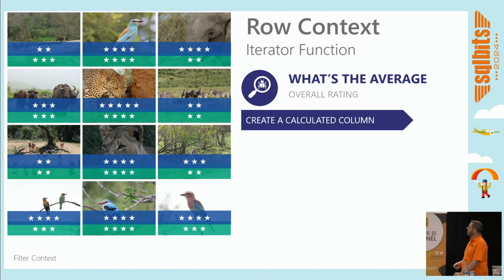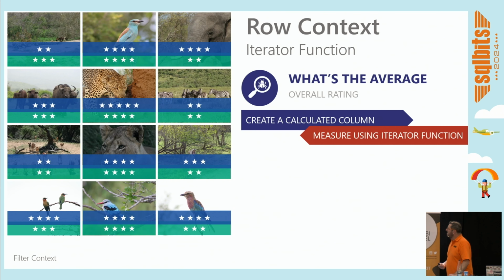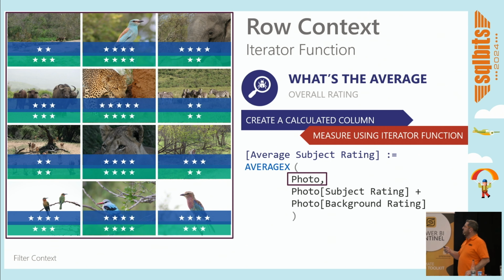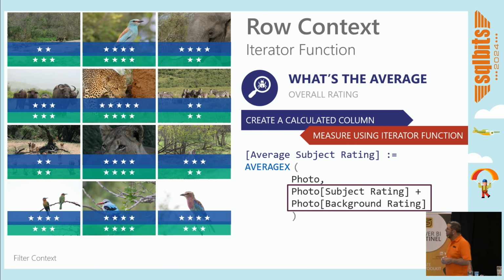an iterator function. And what happens in the iterator function is that we write it like this. We use the AVERAGEX function, the X indicating the explicit iterator, okay? And the arguments of AVERAGEX or any of the iterator functions are firstly the table over which you wish to iterate, okay? And then the expression which you wish to calculate over that iteration, okay?